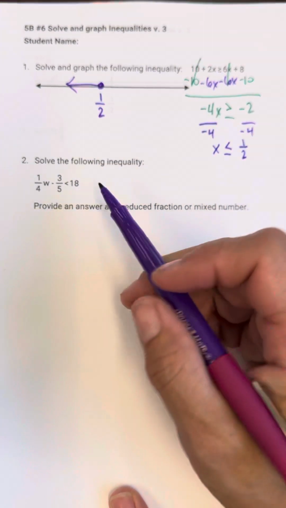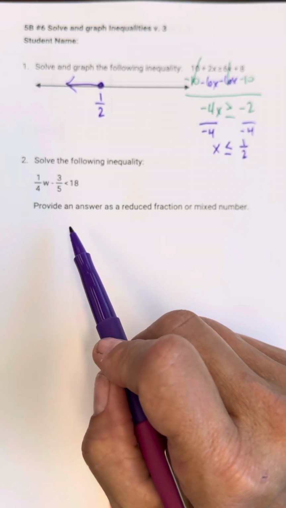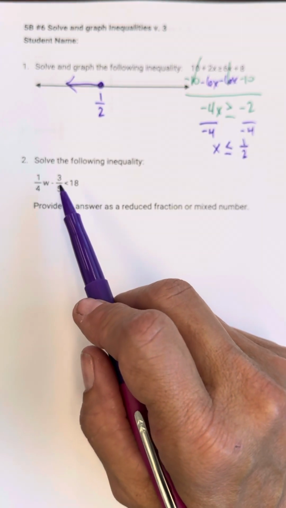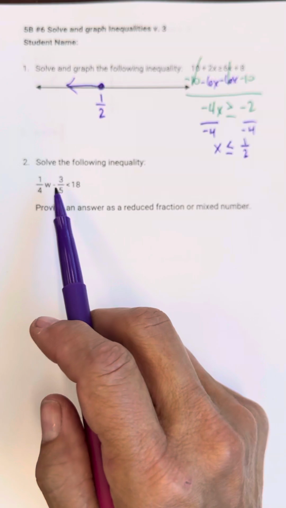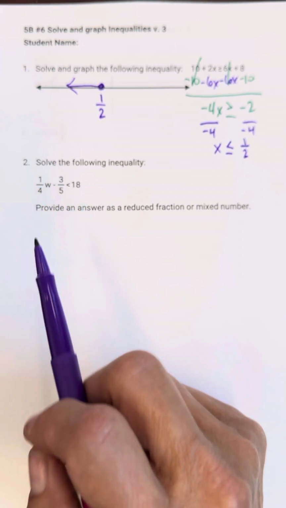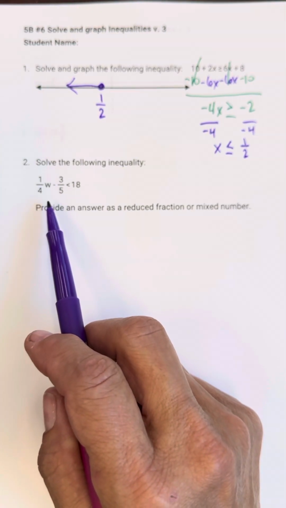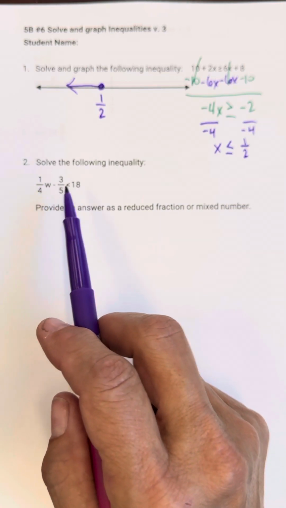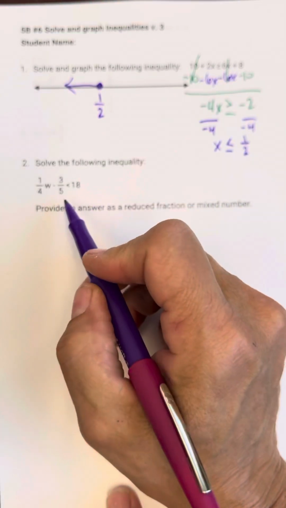Number 2. Fractions. Here we can't get rid of any fractions as easily as we could have before. So 2 things you can do right here. 1, you have denominators of 4 and 5. So its common denominator would be 20. So one thing that you could do is multiply each term by 20. And I'll show you real quick. Otherwise, you just leave it.